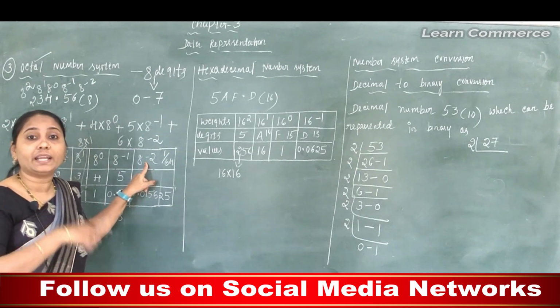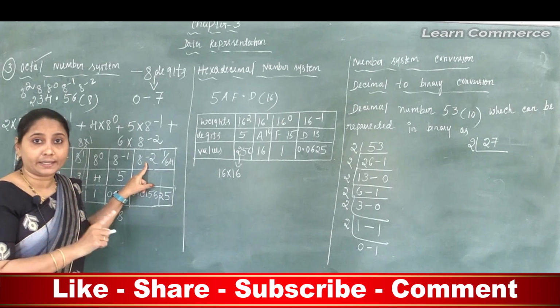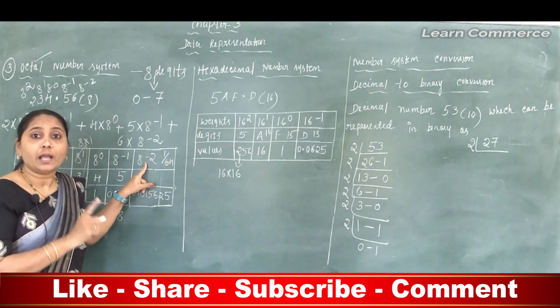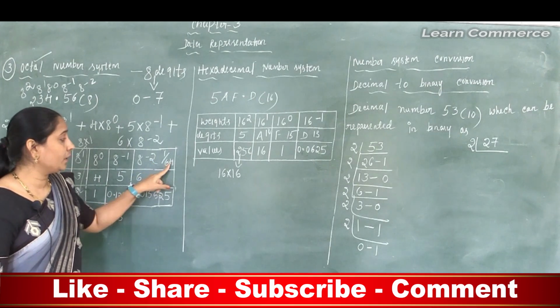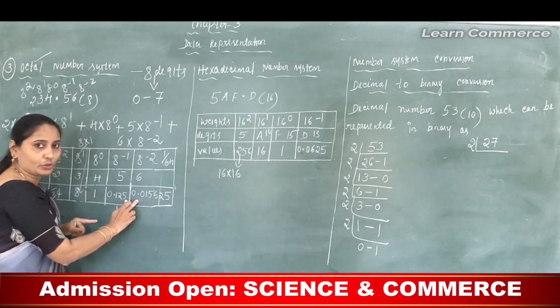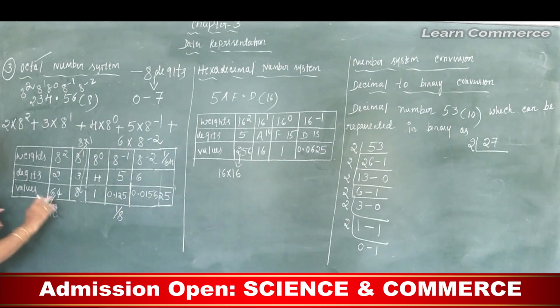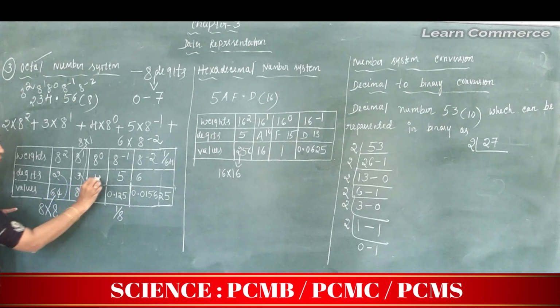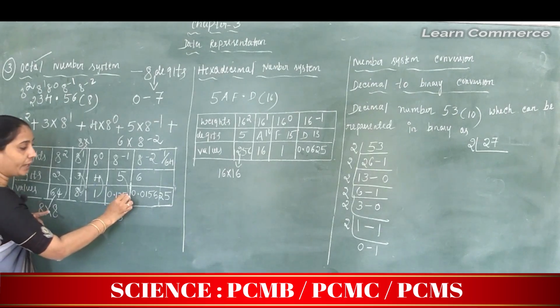That means here 8 into 8, 8 into 8, that means 1 by 64, clear this one, 1 by 64. When you use it, the value is 0.015625.